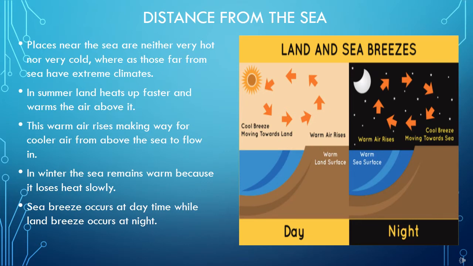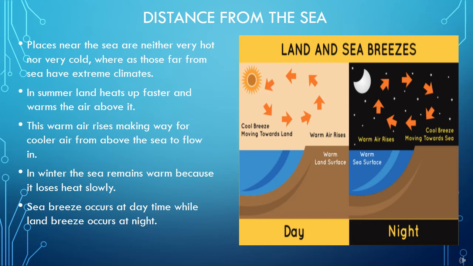Now let us talk about distance from the sea. Places near the sea are neither very hot nor very cold, whereas those far from the sea have extreme climates. In summer, land heats up faster and warms the air above it. This warm air rises, making way for cooler air from above the sea to flow in. Whereas in winter, the sea remains warm because it loses heat slowly. When the land gets cold, the warm air from the sea makes it warm. This is how sea breeze keeps places near the sea warm in winter and cool in summer.